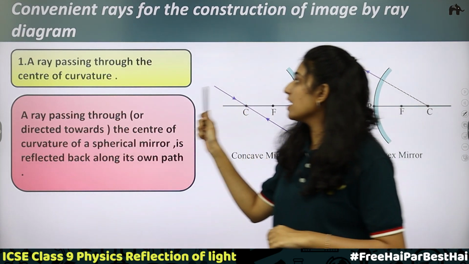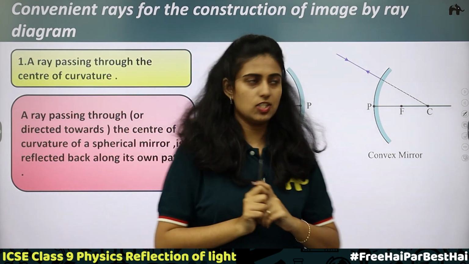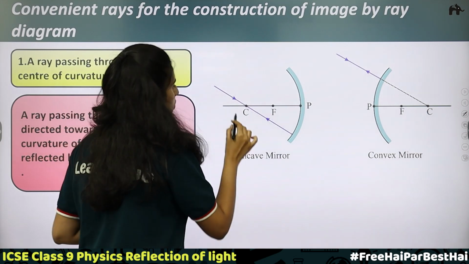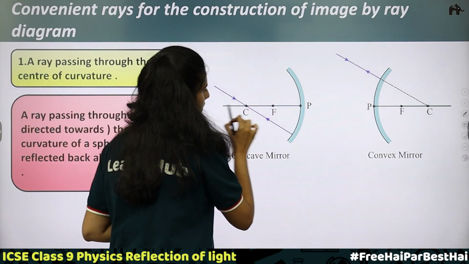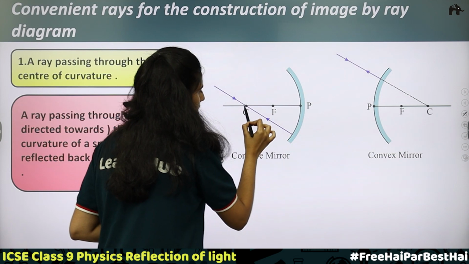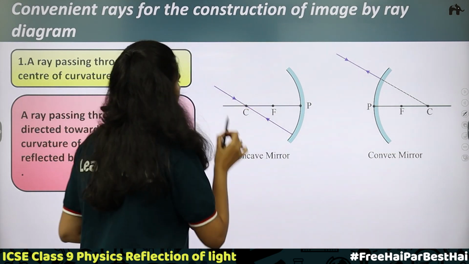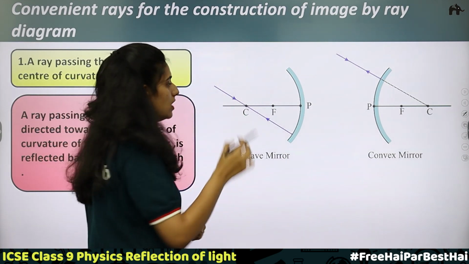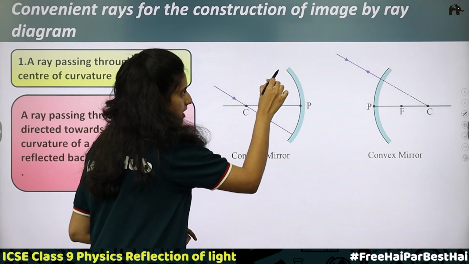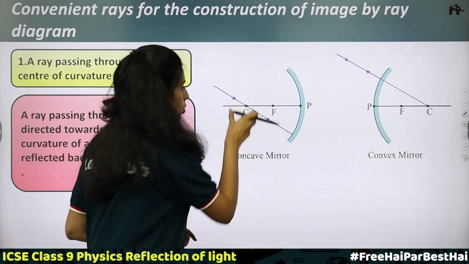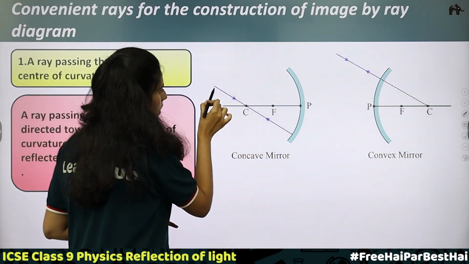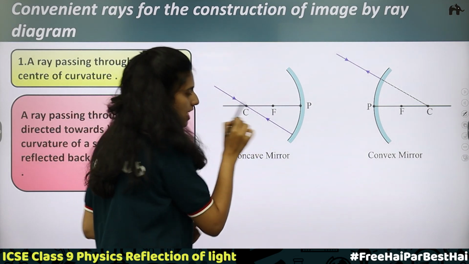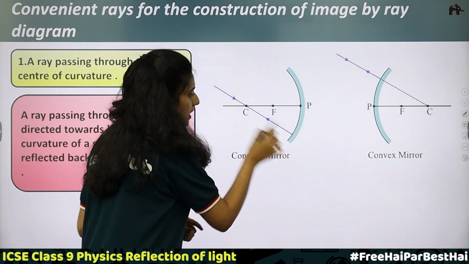The first one is a ray passing through the center of curvature. Here you can see a concave mirror and a convex mirror. Now this is the concave mirror. Here we have the principal axis, pole, focus, and center of curvature. We have also said that a line passing through the center of curvature and the point of incidence is the normal. Here you can see a light ray that is passing through the center of curvature. This is the incident light ray. What is happening after reflection?